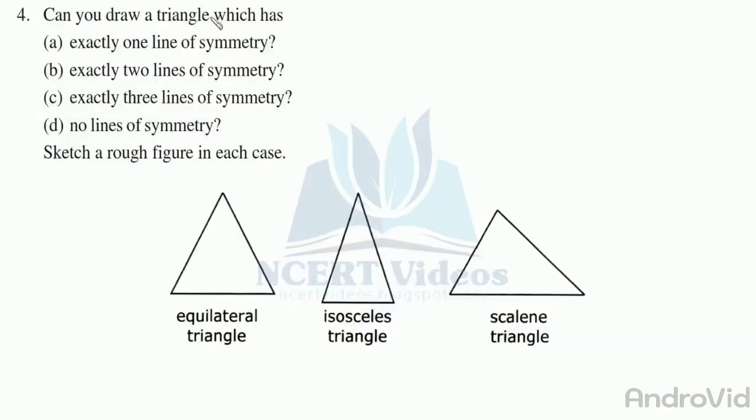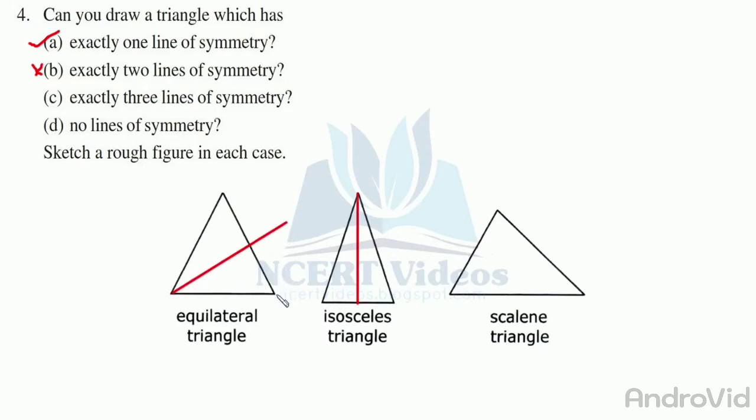4th. Can you draw a triangle which has exactly 1 line of symmetry? Yes, obviously, isosceles triangle we have studied in previous 2 questions. Exactly 1 line of symmetry in case of isosceles triangle. Exactly 2 lines of symmetry? Well, there is no triangle possible to have 2 lines of symmetry. 3 lines of symmetry? Well, yes, equilateral, we have studied it.